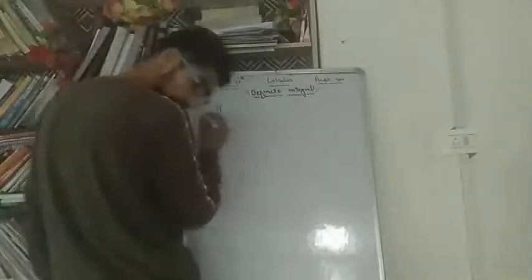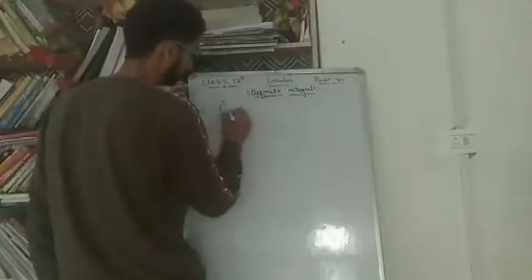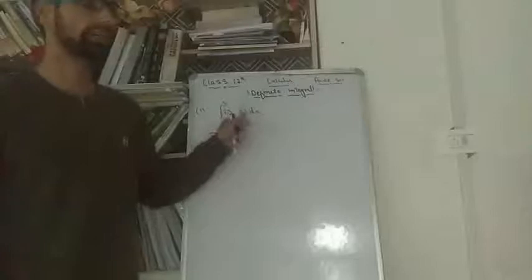Write down the example first: the integral from 0 to 3 of x plus 4 dx. You have to find this definite integral. How can you find it? First you will find the indefinite integral of x plus 4, or the primitive of x plus 4. Then you can apply these bounds.